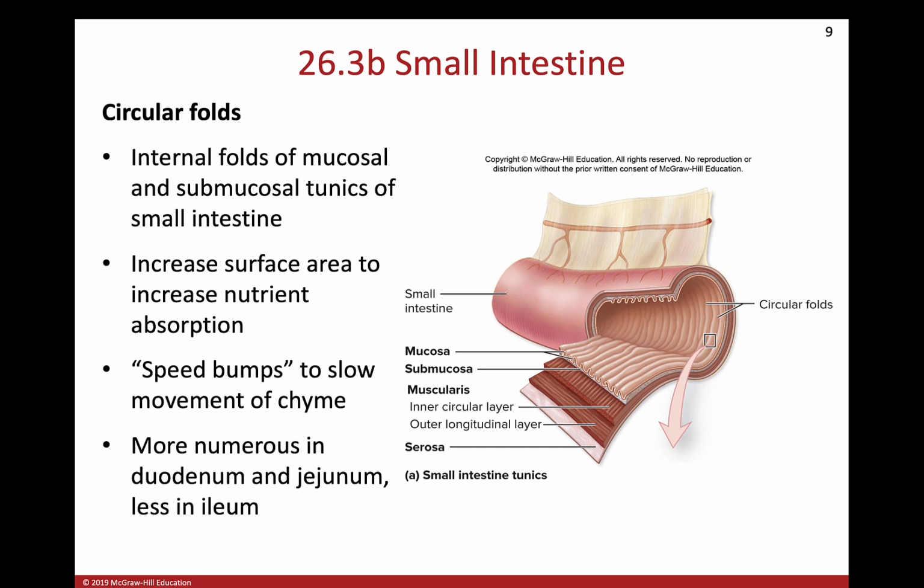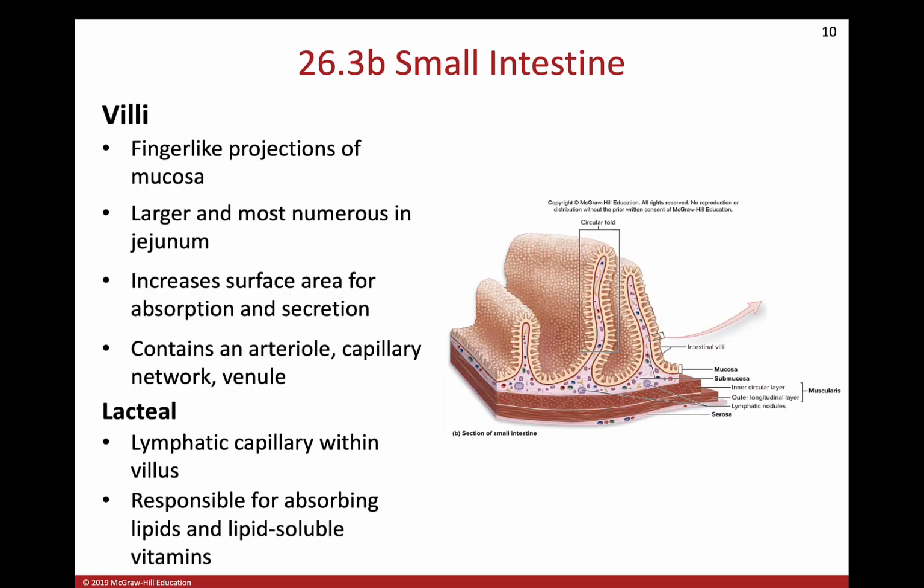Now, they are most numerous in the duodenum and the jejunum, much less in the ileum, because once again, most digestion and absorption is actually happening within the middle portion or the jejunum of the small intestine. Now, here, which is very characteristic of the small intestine, are structures known as villi. They are larger and most numerous within the jejunum, and we want to think of them as finger-like projections of the mucosa. Now, think back to the tunic layer that we went over in our digestive anatomy lab. And what the villi do is increase, once again, the surface area for absorption and secretion.